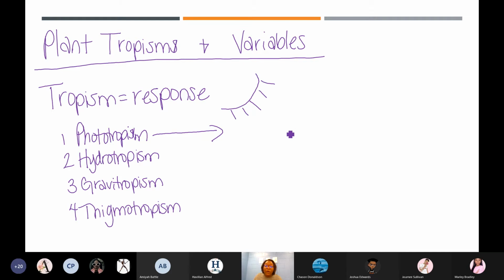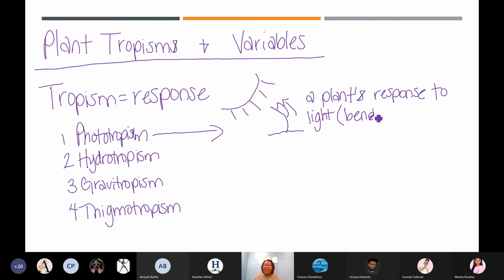You'll remember you watched a really cool YouTube video on this, that a plant stem will bend towards light. Phototropism is a plant's response to light. And that plant's actually going to bend. So as we look at this, a plant's response to light, it happens by bending.